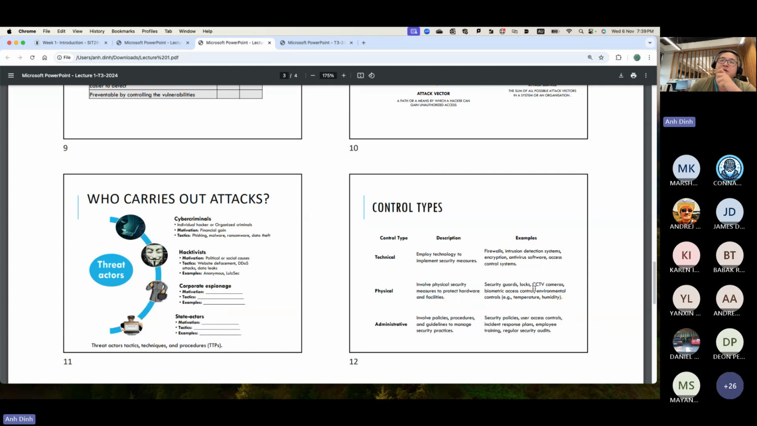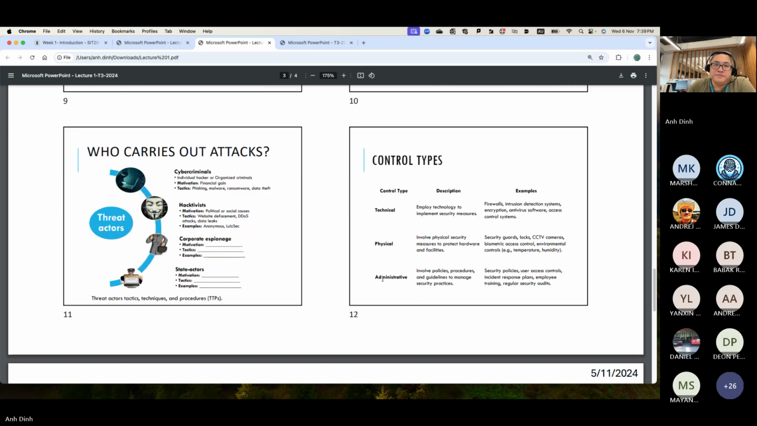Okay, so a CCTV camera or biometric access control. Anything physical is as good, if not better, than software security. So a firewall doesn't mean anything if I can walk in and take the server. Yeah, that is true. If you don't have a lock on the data center, then all of the technical solutions are nothing.